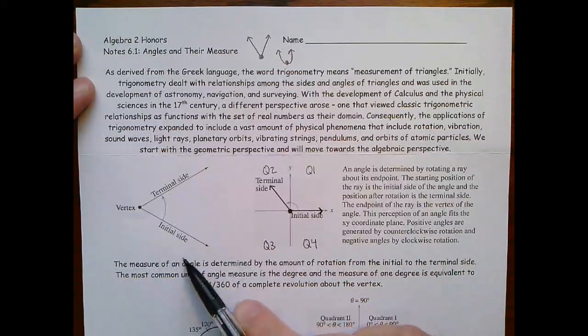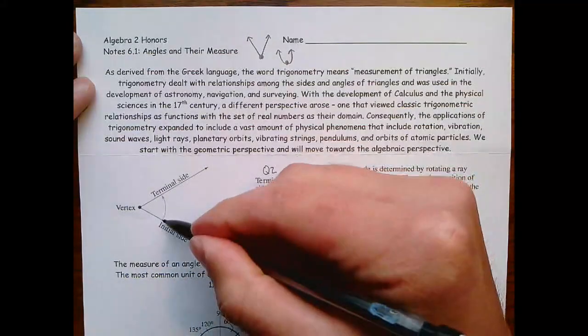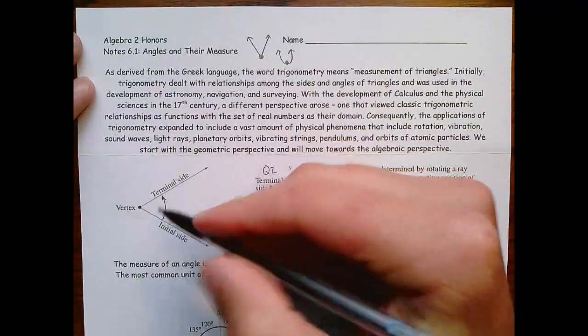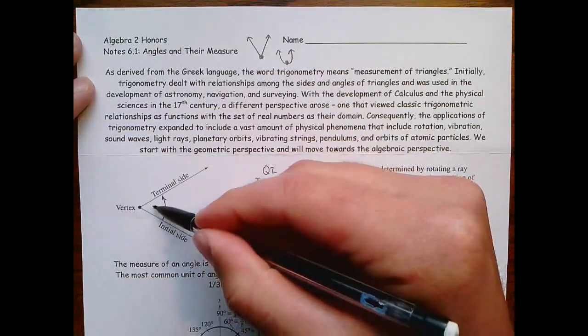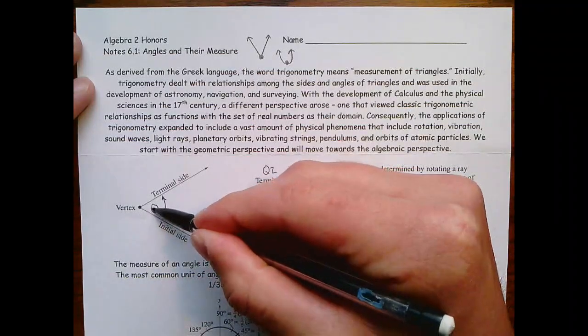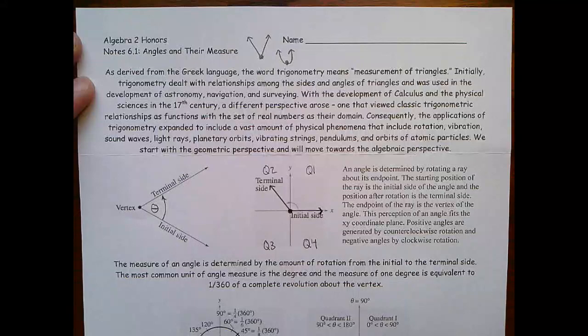So we have a nice picture here. Initial side, and then the rotation happens to the terminal side, and then the vertex is the angle that's created. So very similar to our last video, we can call that angle theta if we wanted to. So this perception of an angle fits the xy coordinate plane.